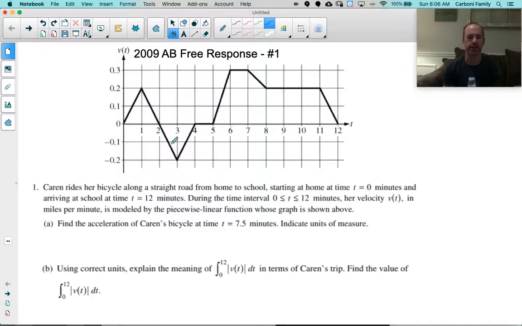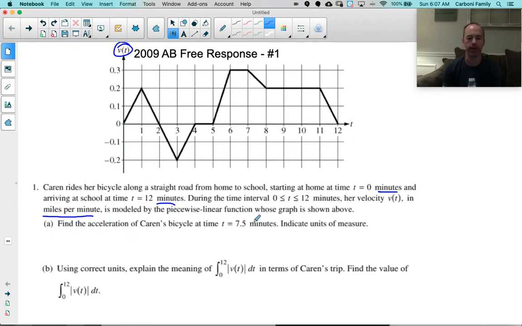The 2009 number one problem from the AB exam, we're given this velocity graph. Pay attention, it is velocity, and they tell you again in the paragraph, always pay attention to units. We're going from 0 to 12 minutes, and we are measuring velocity in miles per minute. This graph represents the velocity of Karen riding her bicycle from home to school.